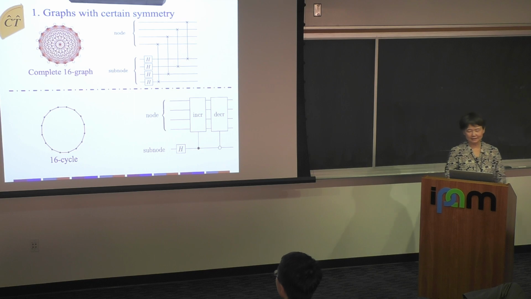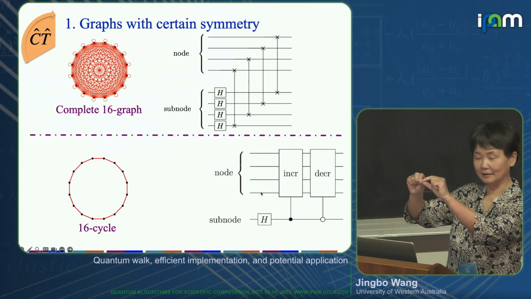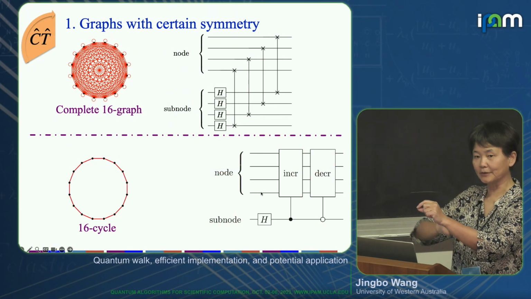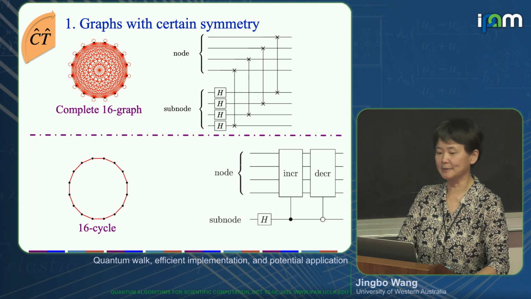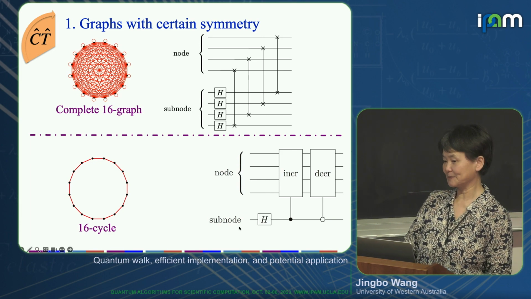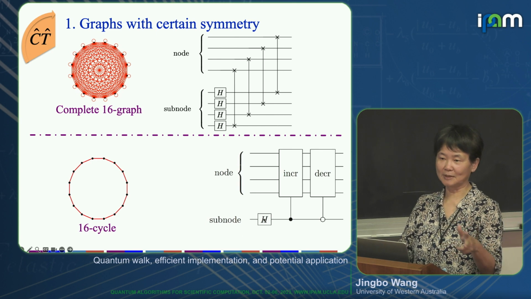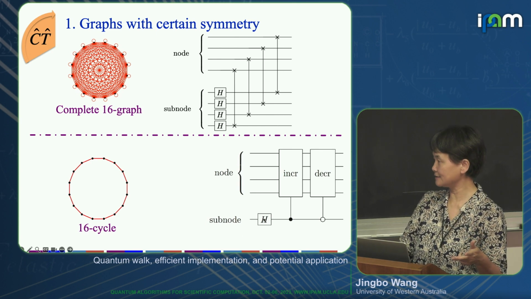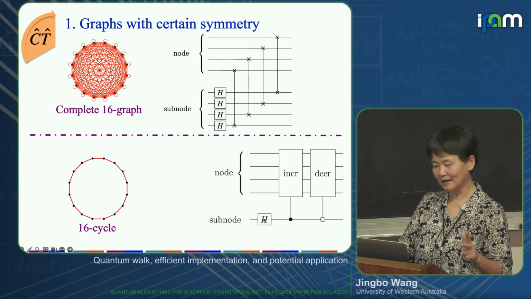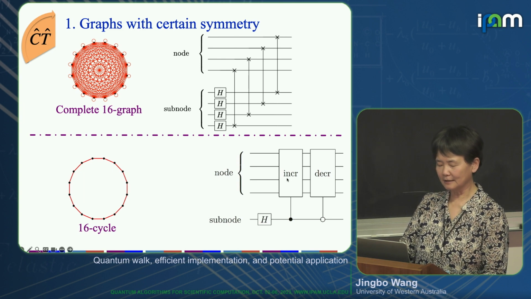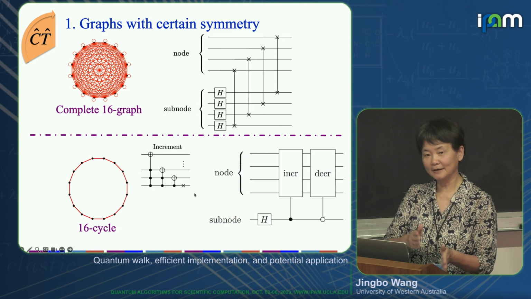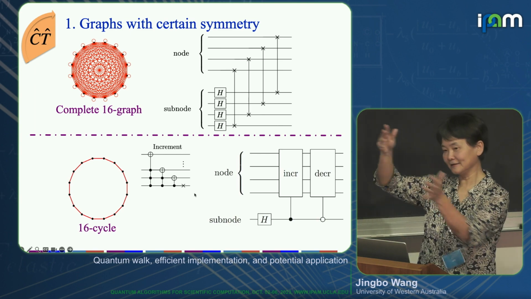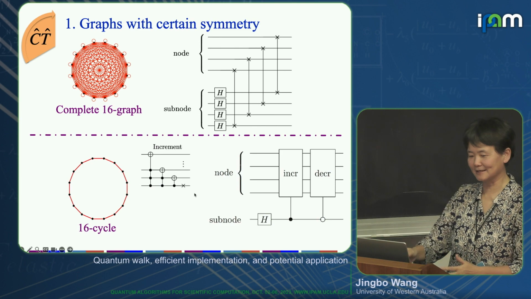And so you can see this coin state, because even though it's a circle, every node has only two possibilities. You use only one qubit to represent the subnode, and you apply an H and you make it to be both 0 and 1. And then I do have that circuit. So that circuit will increment everything to the next, to add 1, basically.